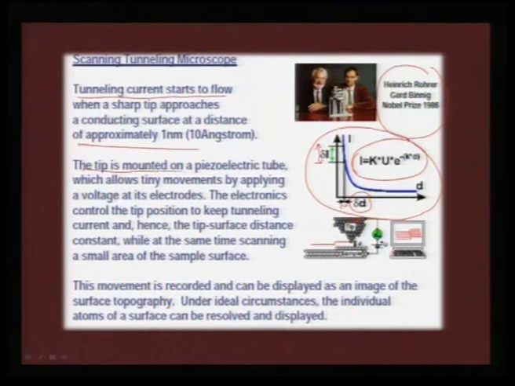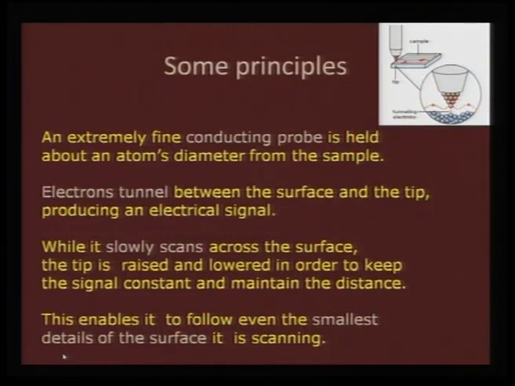The tip is actually mounted on a piezoelectric tube which allows tiny movement by applying a voltage at its electrodes, and the tip position can therefore be maneuvered, and the tip to surface distance can be kept constant. We can vary the tunneling current, or we can keep the tunneling current constant and vary the distance, and this is actually governed by this notion. So based on this tunneling probability, it is possible to engineer different types of STM arrangement.